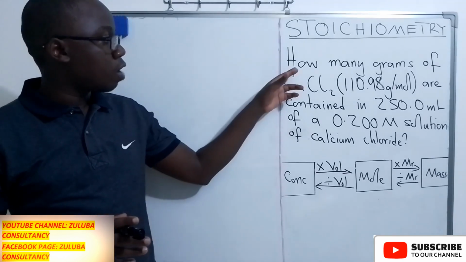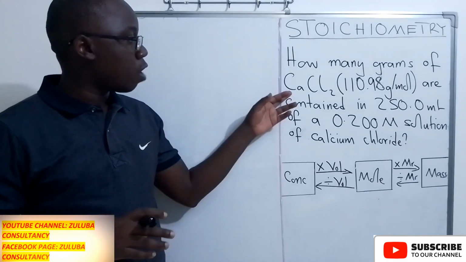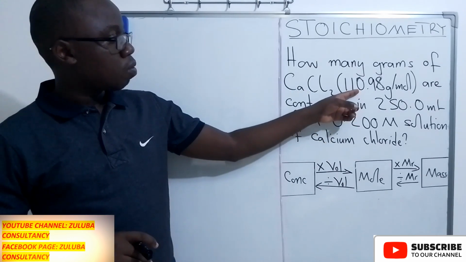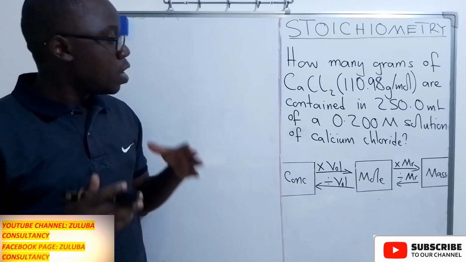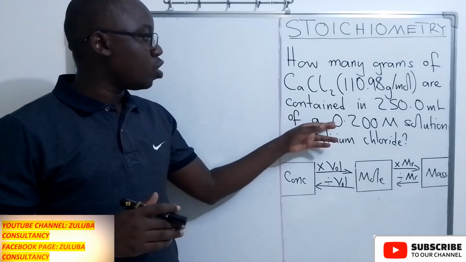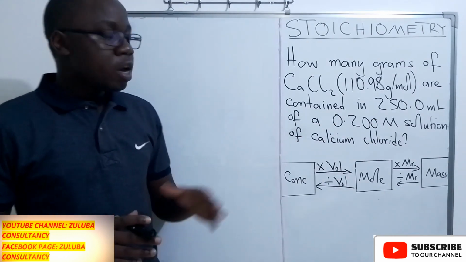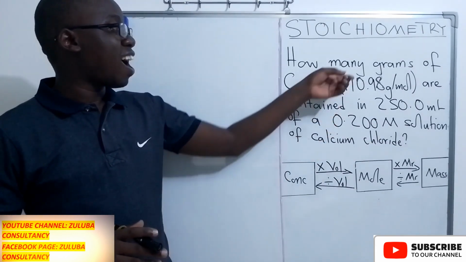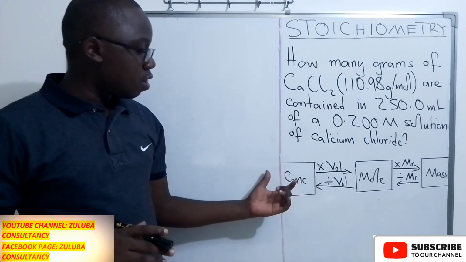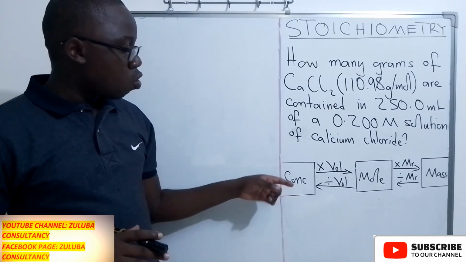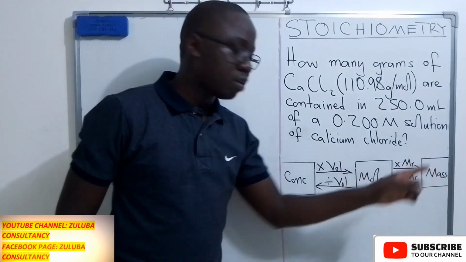In this video, we want to answer this question that reads: how many grams of calcium chloride with this molar mass are contained in 250 milliliters of a 0.2 M solution of calcium chloride? Now, to answer this question, they are asking for the grams, which is the mass. We need to remember the link that is there when it comes to concentration, number of moles, and mass.